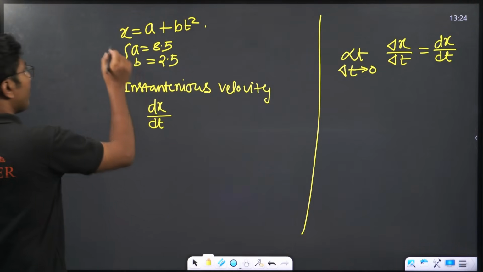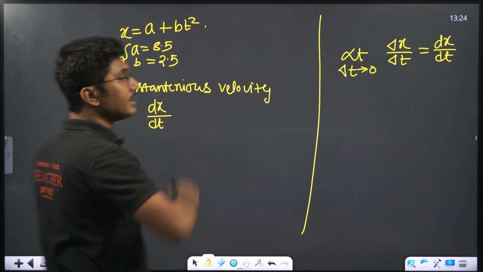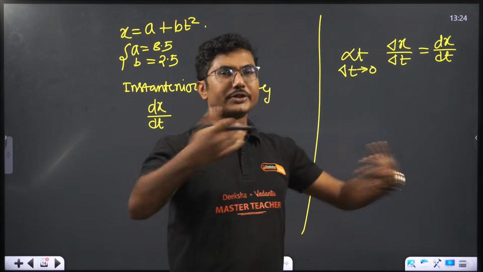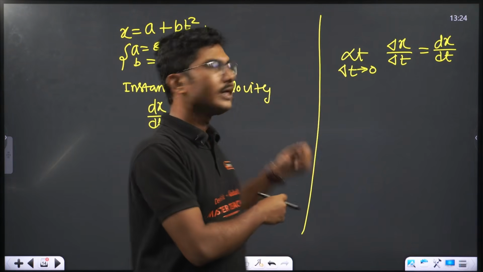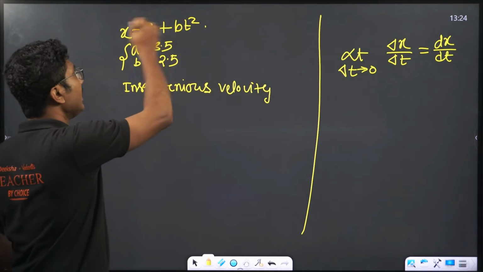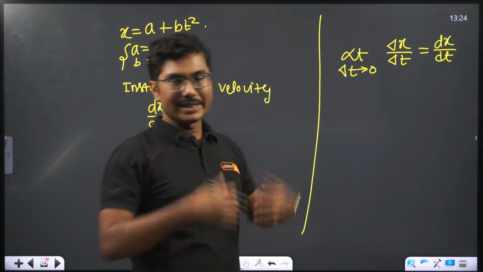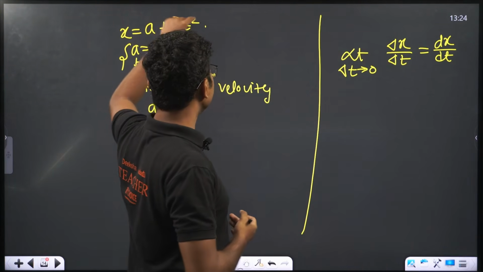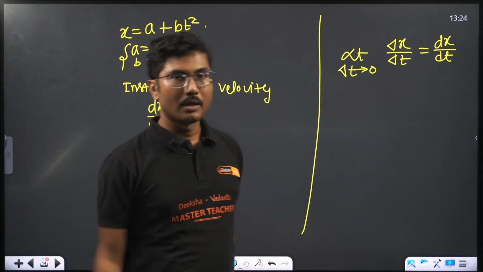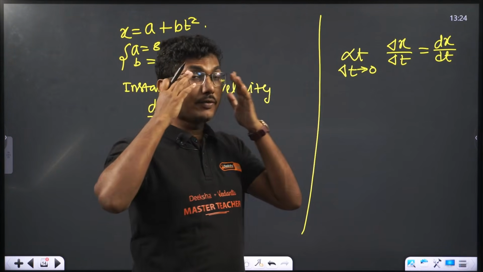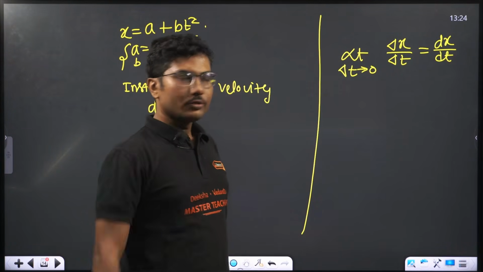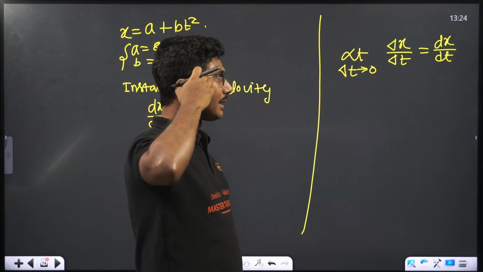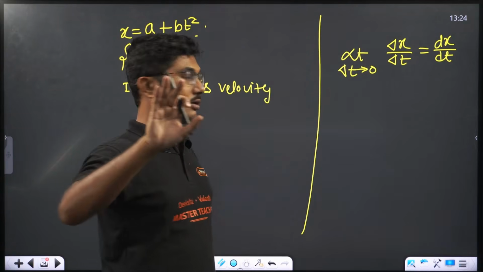This is called a function. This x equal to at plus bt square is called a function. Function means if you put some value to it, for each value of t you will get a value of x as well. That is called a function. So if you put t equal to 0, you get x equal to a. That is the meaning of a function. Anyway, we will go into that in our mathematics class, but today I am not going to discuss mathematics.